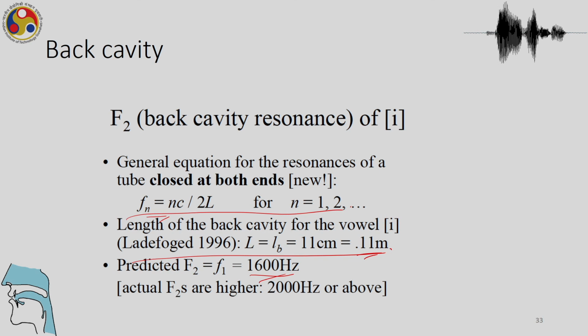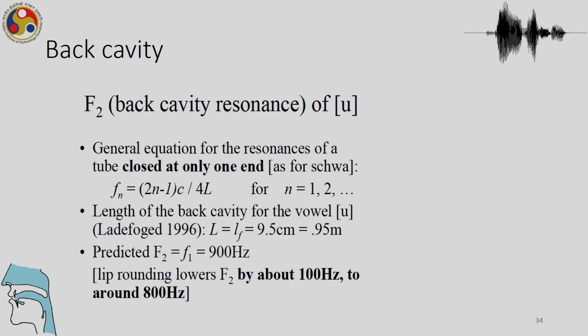For the predicted F2, as you recall, we used the back cavity, and if we put the length of the back cavity in L, and remember that the back cavity is closed at both ends, that's why this formula will be used, and that's why we'll get this F2. And now the F2 back cavity resonance of U. Again, the general equation for the resonance of a tube closed at only one end, which is the formula we used for the calculation of the resonances of schwa. So if we use it again for the calculation of F2 of U, then it is 900 Hertz.